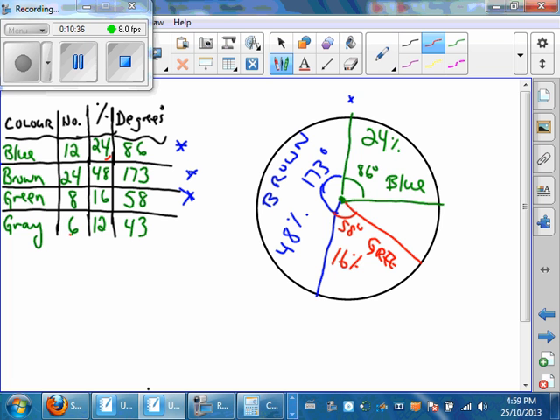Now, because there's only 4 sets of data, and we've already done the first 3 angles, we automatically know that whatever's left over has to be 43 degrees. Therefore, we can just quickly draw that in as a 43-degree angle, and that is approximately 12% of the students that have gray eyes. Now, this is a very crude example, but this is exactly how you calculate it out. In the next section, I will actually demonstrate how to properly use a protractor to draw your lines in.